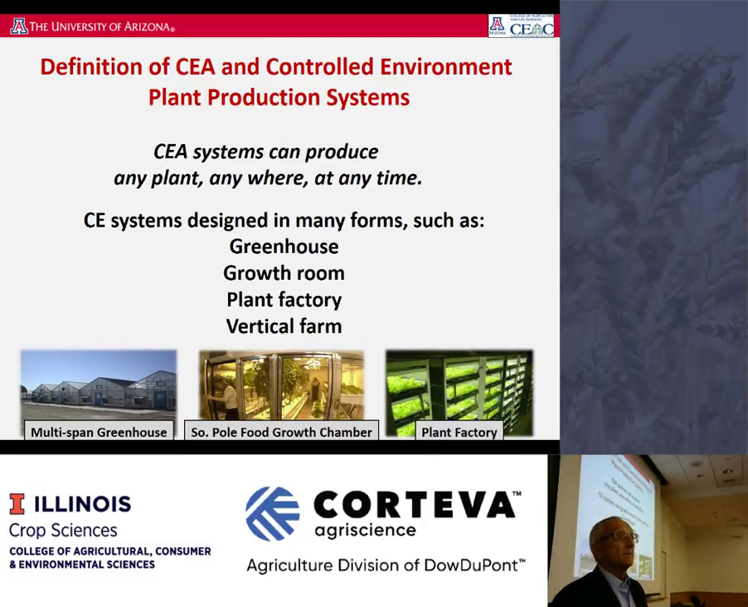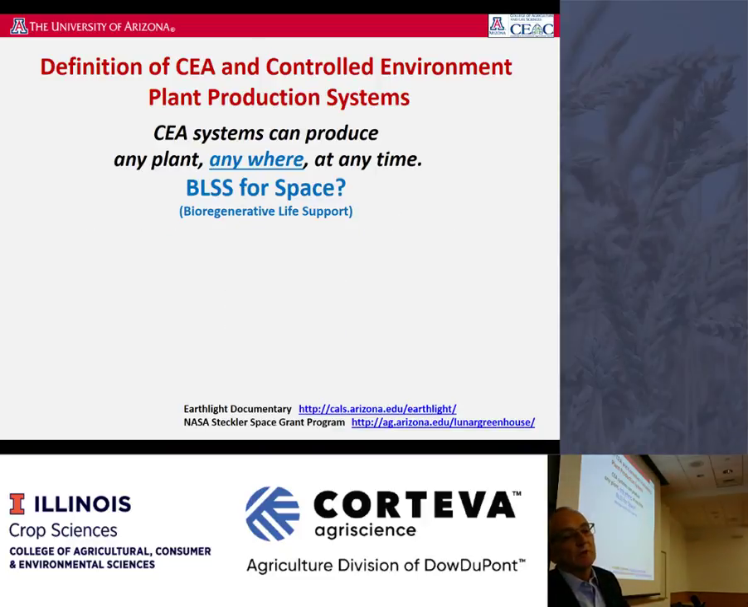If you understand that CEA systems can be utilized and produce a crop or a product anywhere at any time, then you need hardware systems, and the examples we'll look to: greenhouses, growth rooms, so-called plant factories, and most recently the term that's come is vertical farm, where the plant never sees the sunlight of day, but is produced only with electrical lighting.